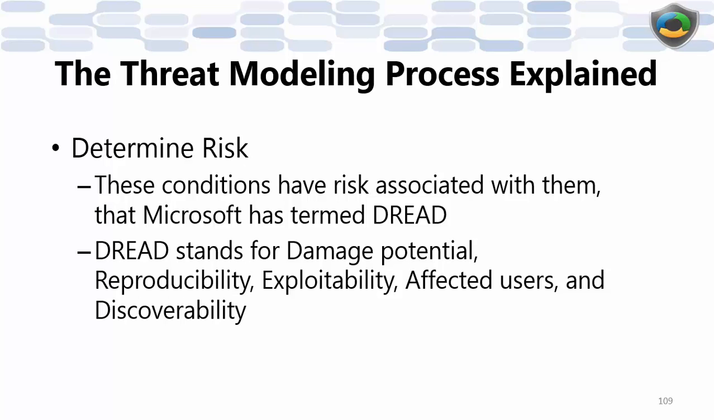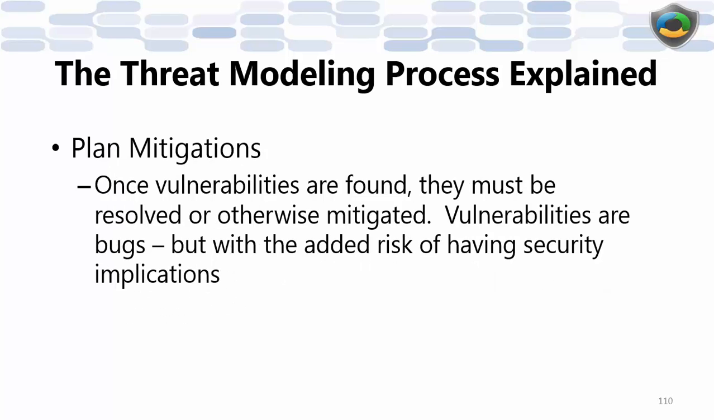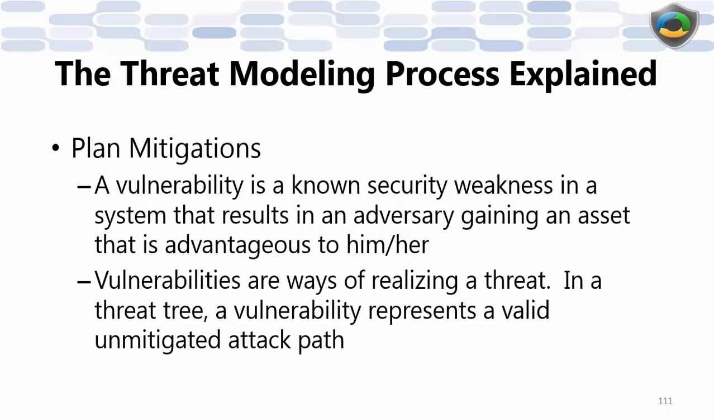Threat trees and STRIDE are often used in conjunction with another Microsoft acronym called DREAD, which stands for Damage Potential, Reproducibility, Exploitability, Affected Users, and Discoverability. So what you typically do is you come up with something like a 1 to 10 for STRIDE and a 1 to 10 for DREAD. So if you had two 10s, you multiply one by the other, so the maximum number of points you can get is 100 as you're going through this process. You plan your mitigations. Vulnerabilities are ways of realizing a threat.